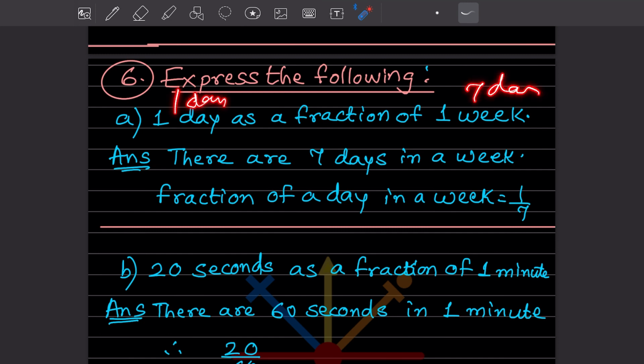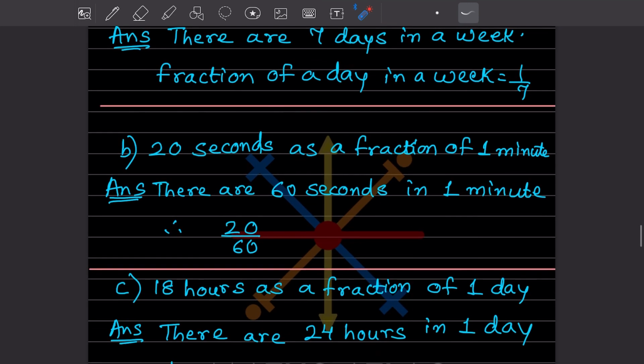So 1 by 7. Now 20 seconds as a fraction of 1 minute. Now which is bigger here? Minutes. So there are how many seconds? Now this is seconds. So how many? 1 minute is nothing but 60 seconds. So now what will you do over here? This is 20 seconds and this is 60 seconds. So you are going to write it as 20 by 60. And here also you can do one thing. You can cut these 2 zeros. 2 ones are 2, 2 threes are 6, and which is 1 by 3.